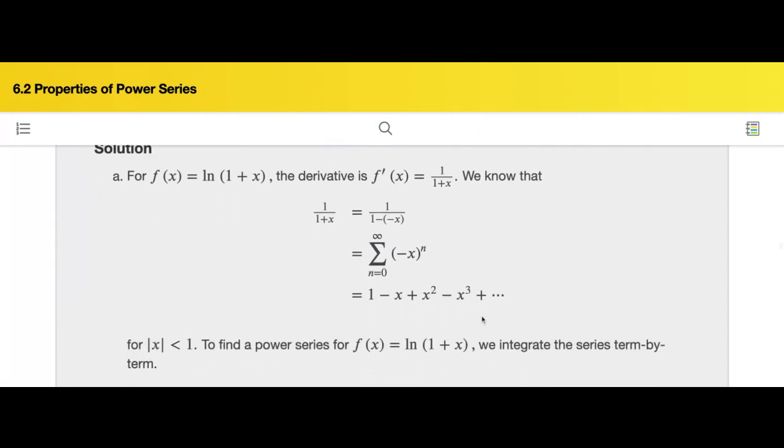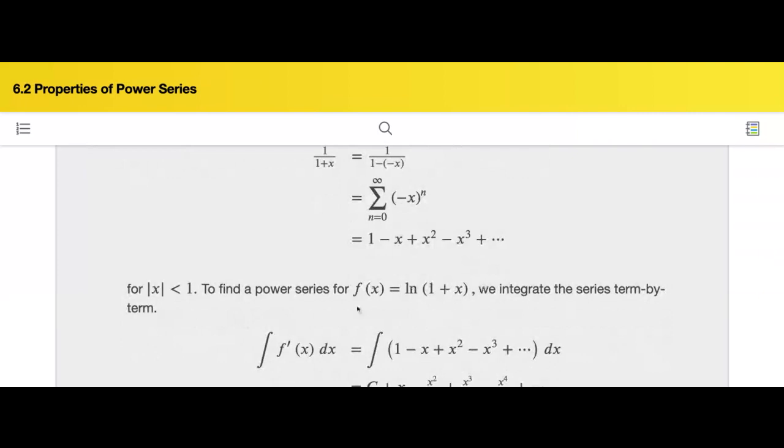If we write out a couple of terms, we will get 1 minus x plus x squared minus x cubed, and so on and so forth. But to be able to represent this as a power series, we have to have a condition. The condition is the absolute value of the ratio, in this case the absolute value of negative x, which is the same as the absolute value of x, less than 1. Right?